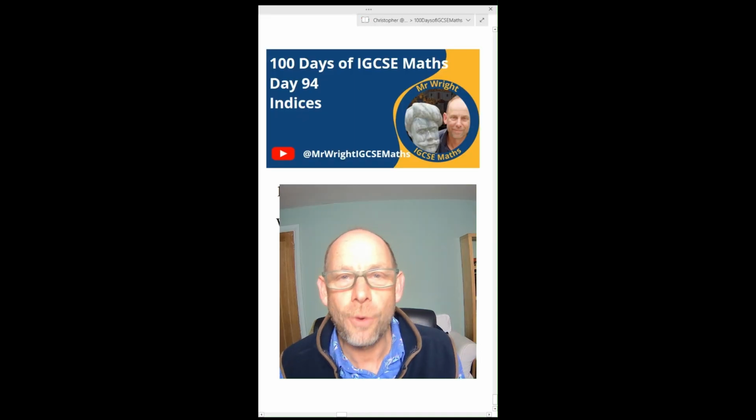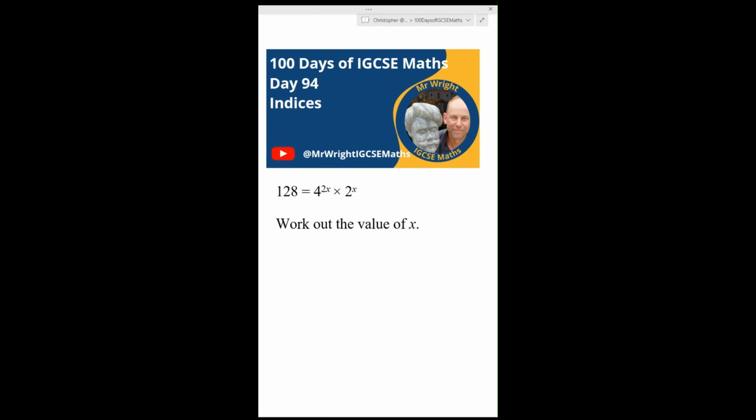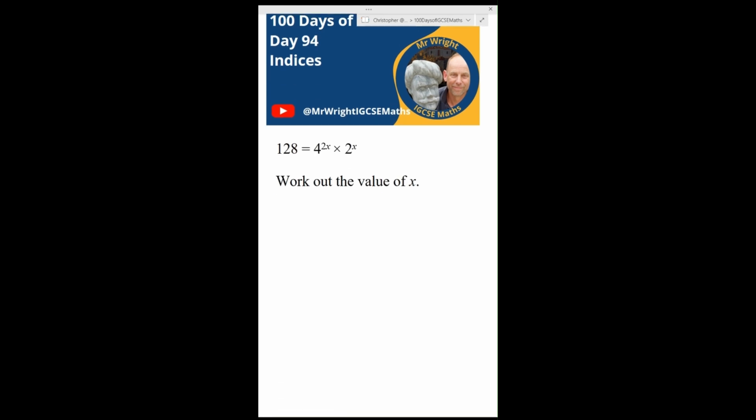It's day 94 and we're looking at indices. Now's your chance to pause the film. I'm going to write everything so that it has a base of 2. So 128 is going to become 2 to the 7. 4 to the 2x is going to become 2 to the 4x, doubling the indice, and the 2 to the x is going to remain at 2 to the x.